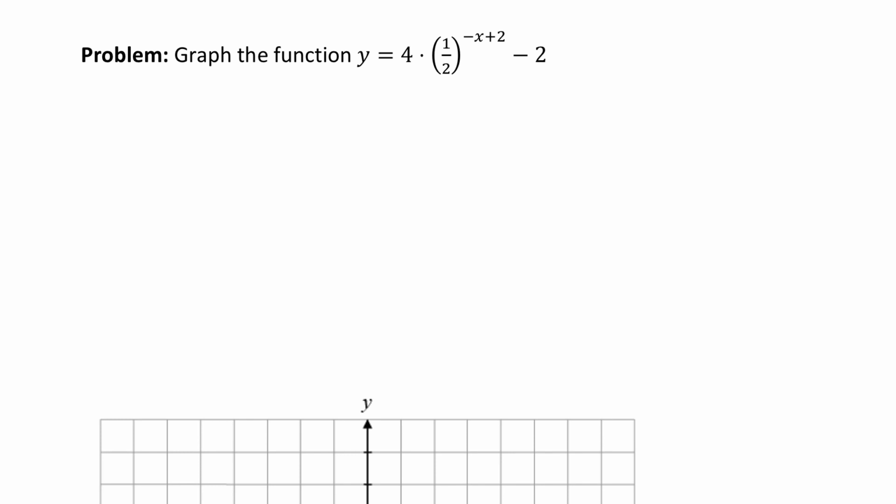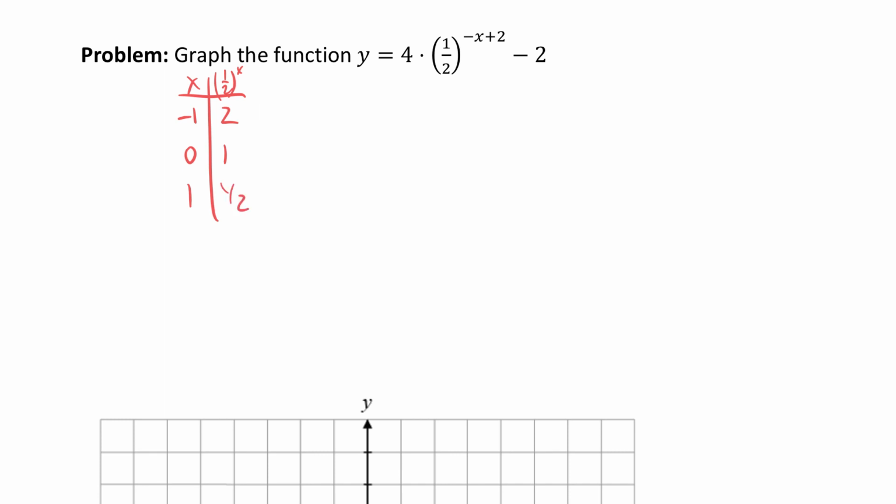All right, hopefully you've given this a try. We have x, and in this case, we have 1/2 to the power of x as our base function. So for that, we have to go ahead and do negative 1, 0, and 1. 1/2 to the negative 1 will be 2. 1/2 to the 0 is 1, and then this will be 1/2.